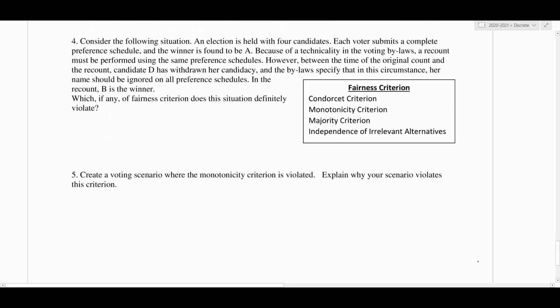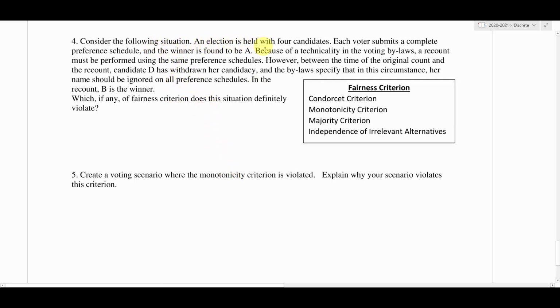All right, the last one here, just dealing with your fairness criteria. My recommendation to you guys would be to make sure that you go through, hopefully you have these written down somewhere, but they're also located in the book on My Open Math, so you can go back and reread what each of these criterions say. We also discussed them in the notes, and I gave examples of when we violated these criterions, so you can go back and take a look at those. So we'll read through the situation and determine which fairness criterion we did in fact violate here.